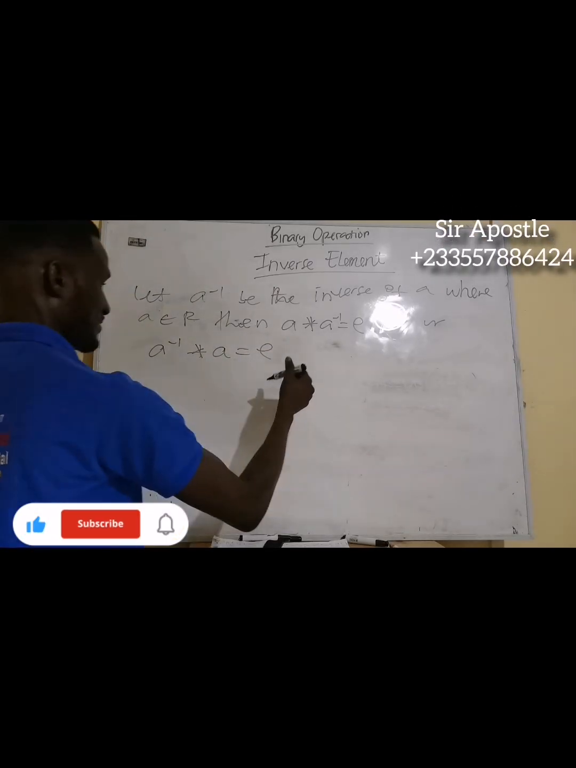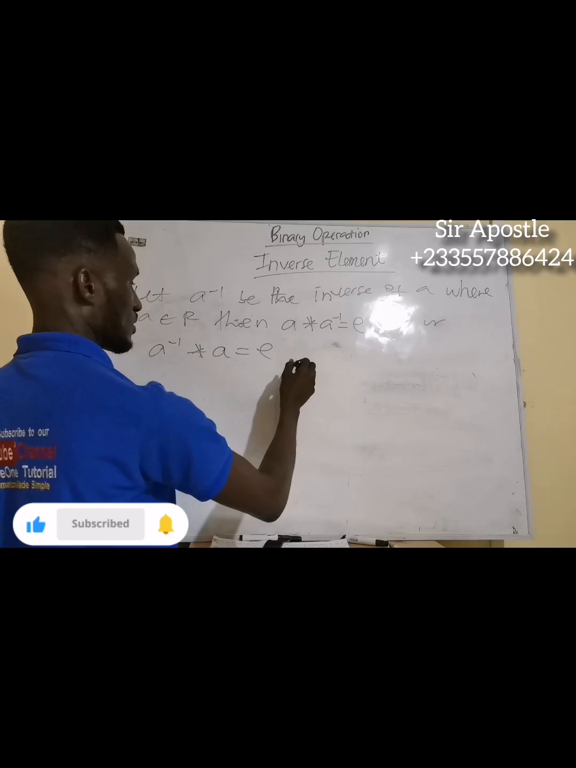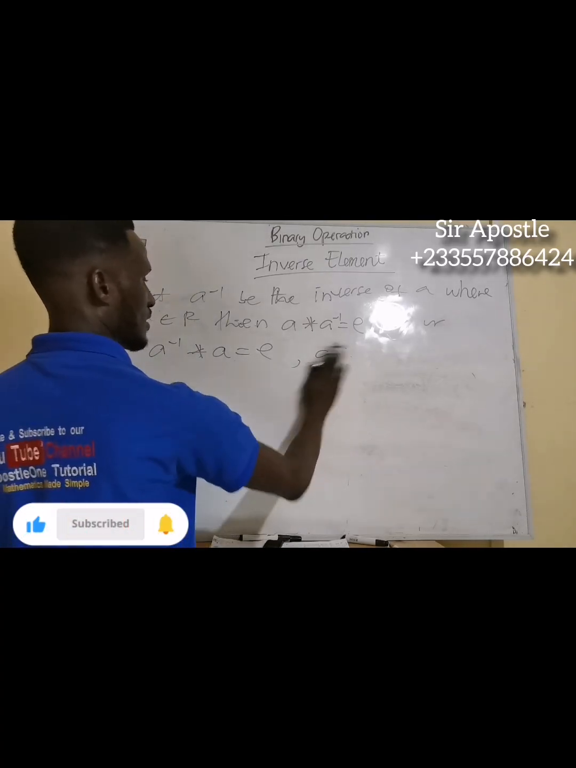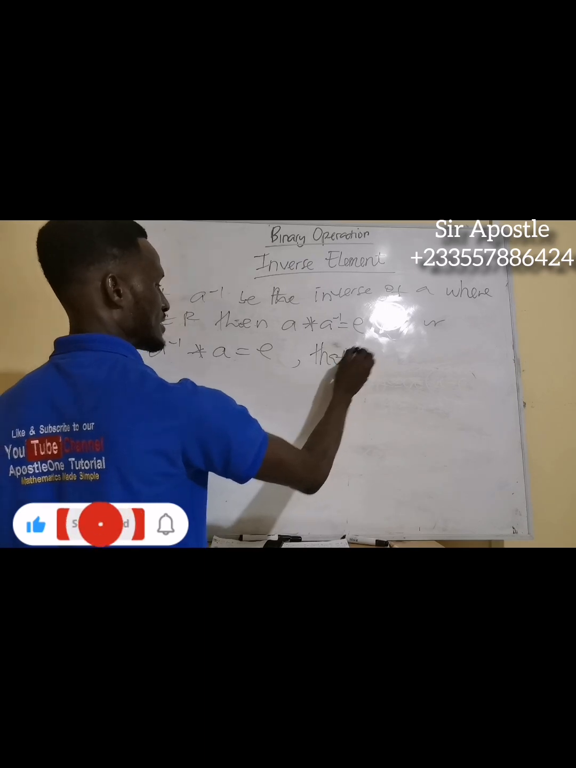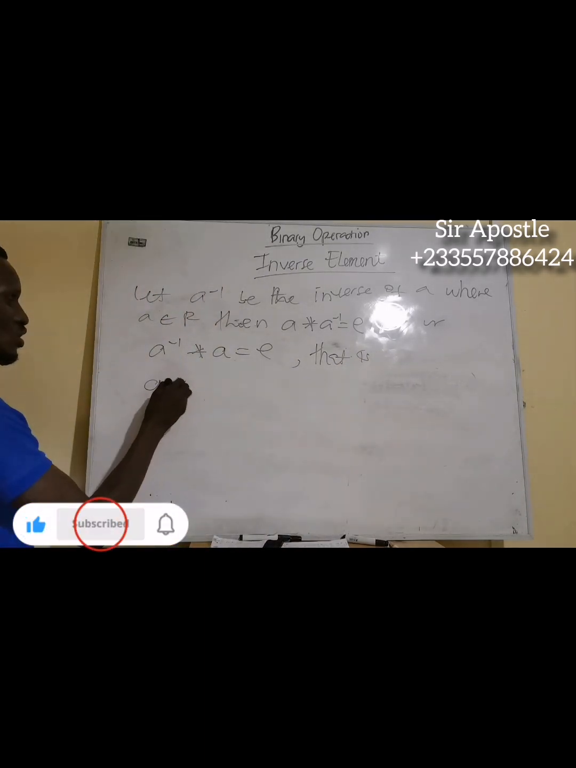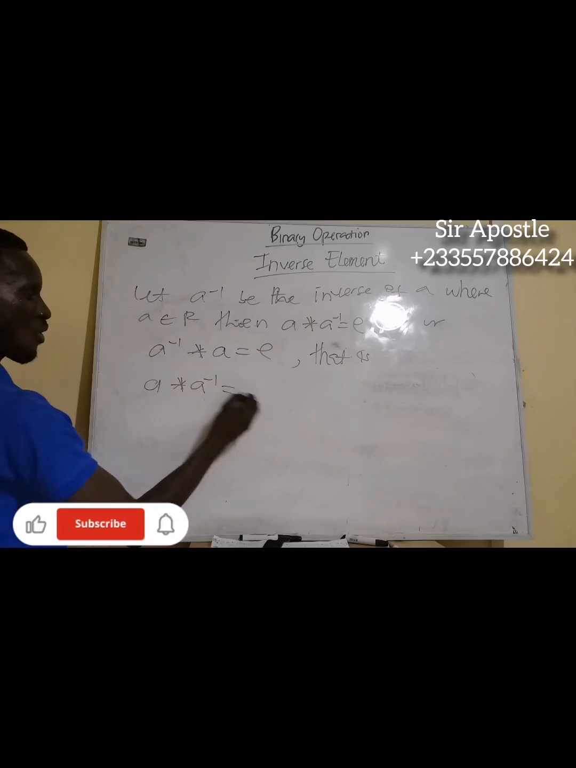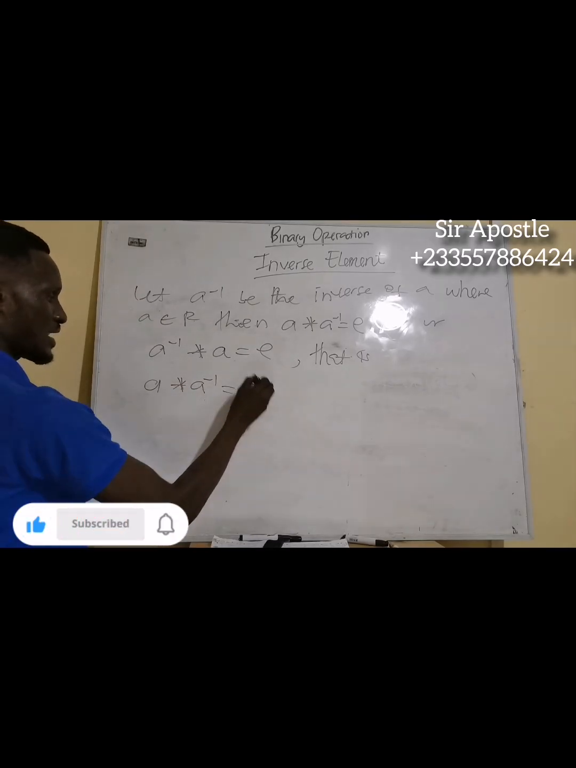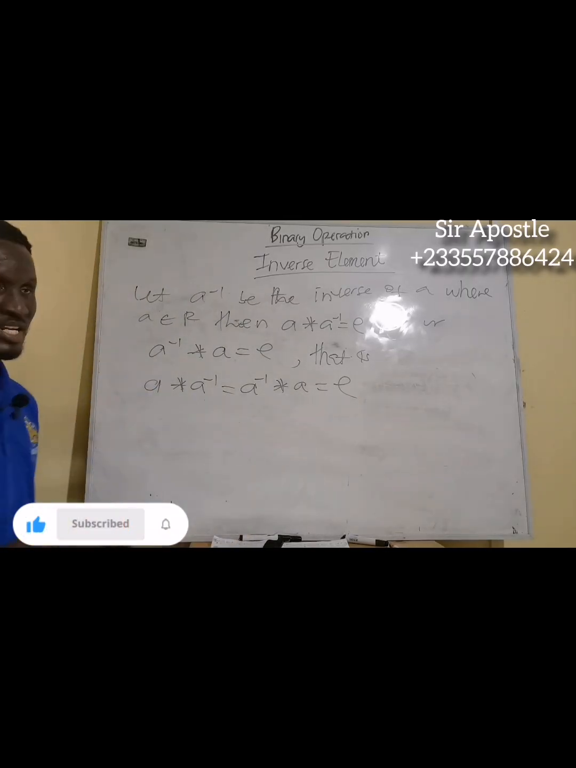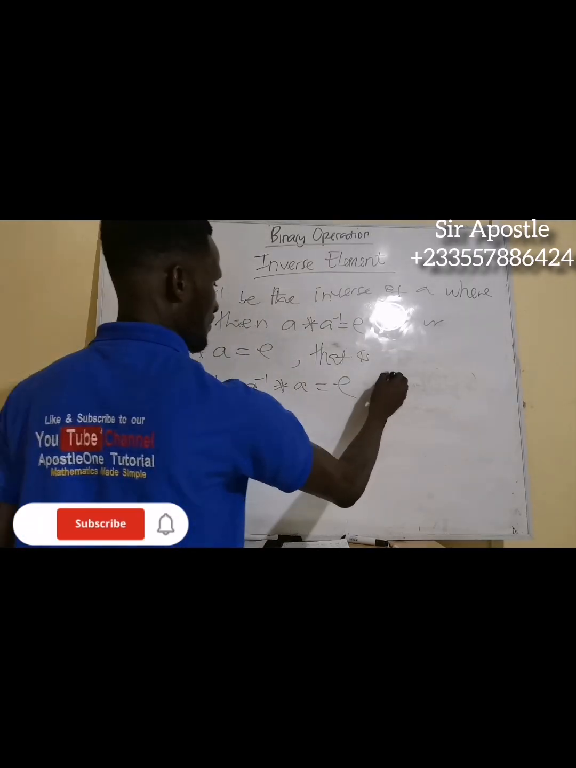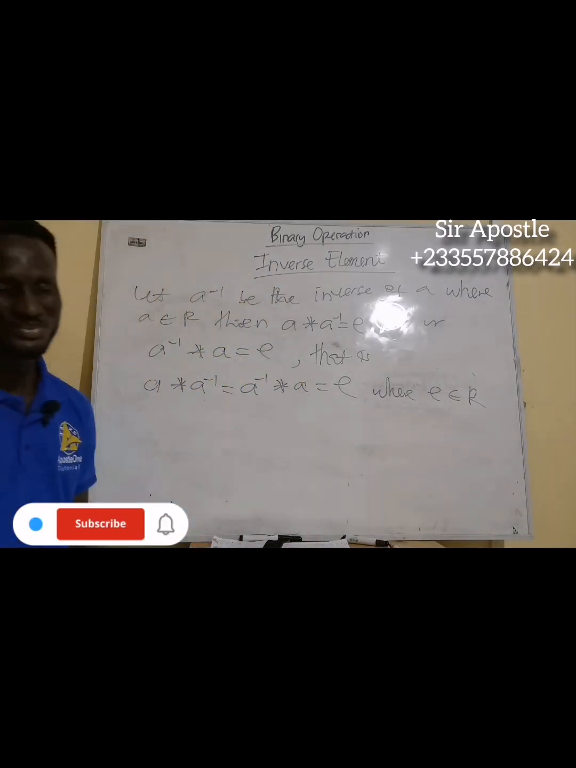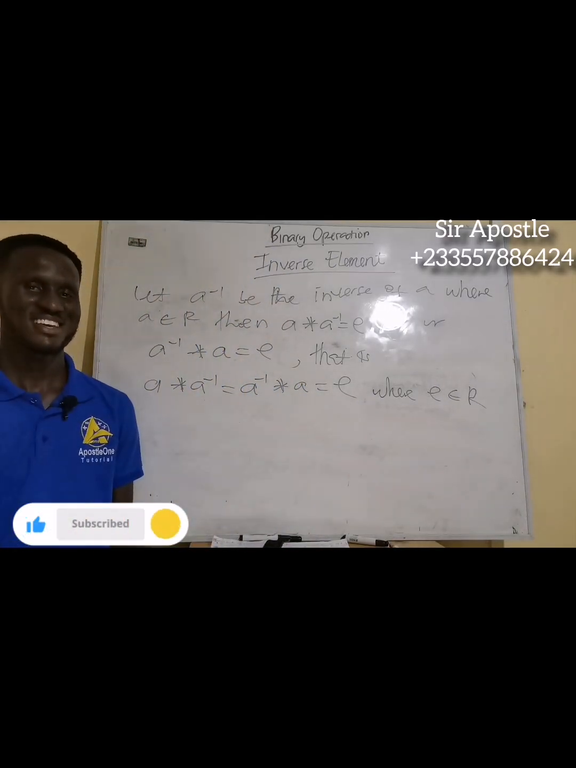Which means that A operating on the identity element is the same as the identity element operating on A. All of them are supposed to give us A, where E is also a real number. You see how simple it is?